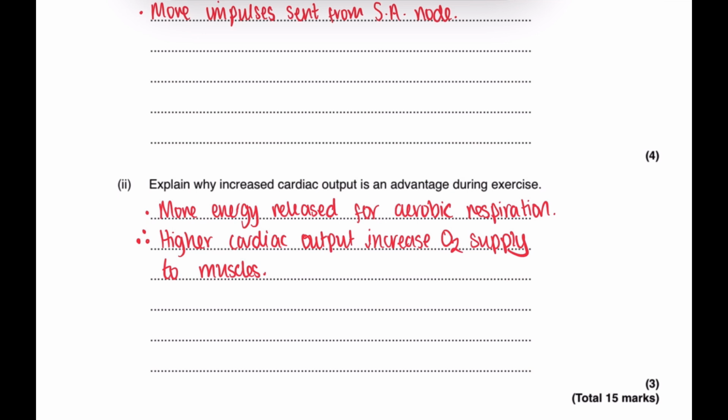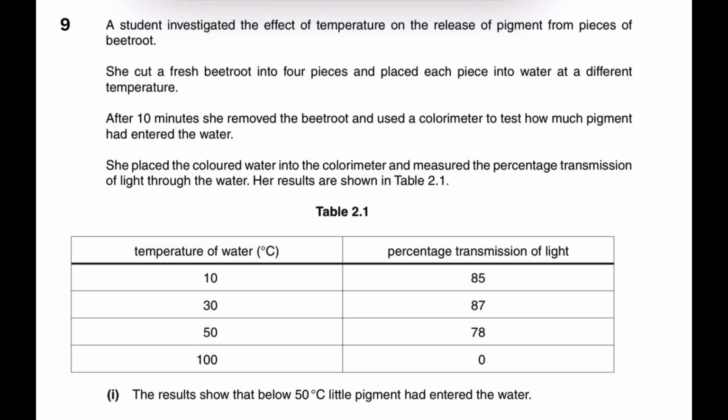Explain why increased cardiac output is an advantage during exercise. With everything to do with exercise, we always just want more energy. So what we say is that in exercise, more energy is released, and this is always for aerobic respiration to help the muscles, because a higher cardiac output will always increase oxygen supply, glucose supply, and increase CO2 removal and lactate removal. So it all helps respiration, and this is always to and from the muscles.